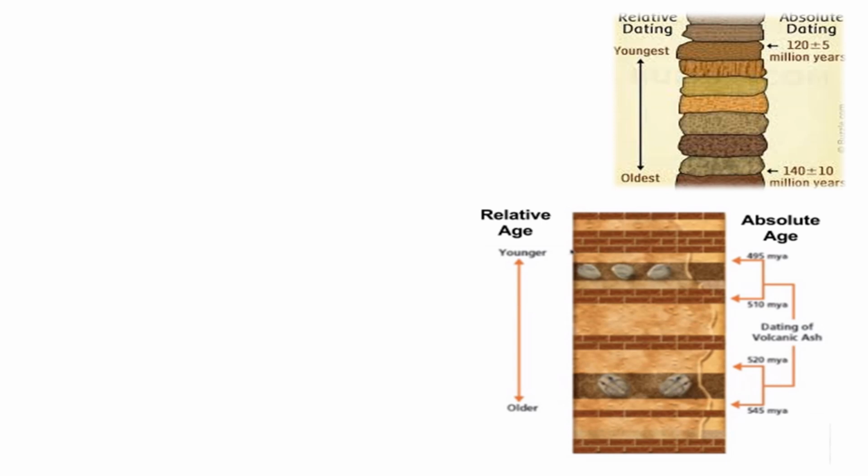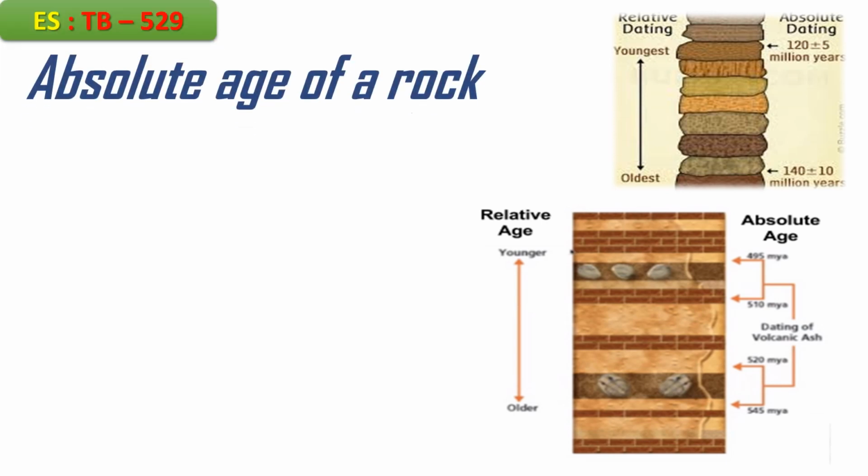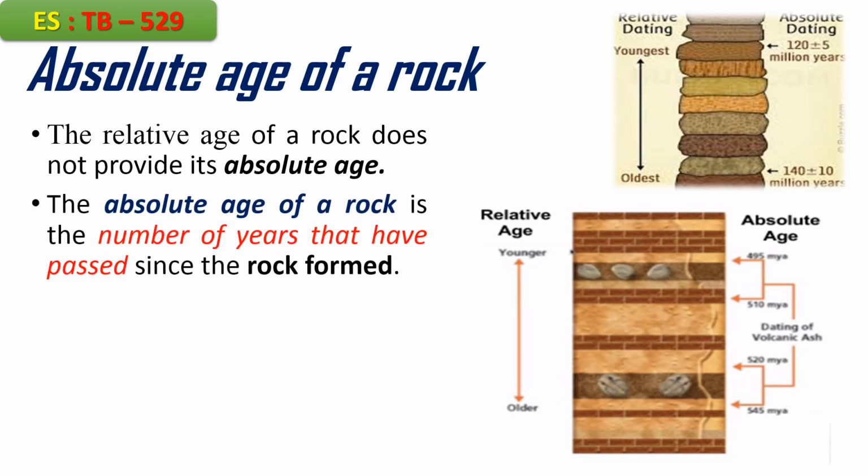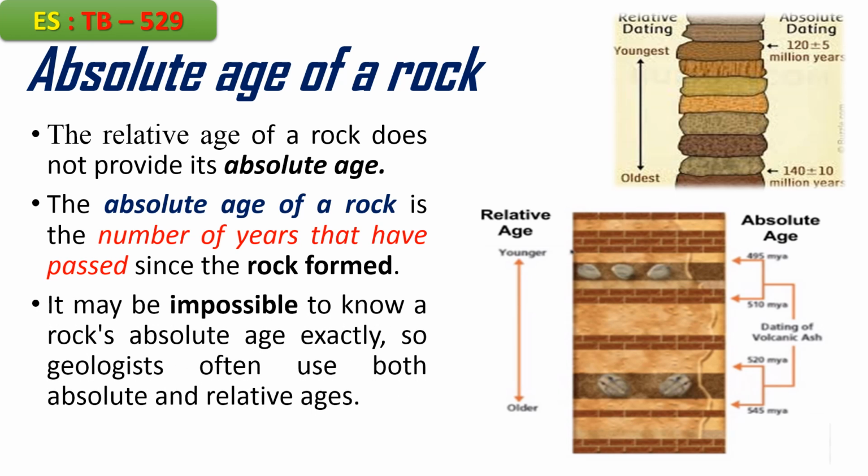Absolute age of a rock. The relative age of a rock does not provide its absolute age. The absolute age of a rock is the number of years that passed since the rock formed. It may be impossible to know a rock's absolute age exactly. So geologists often use both absolute and relative ages.